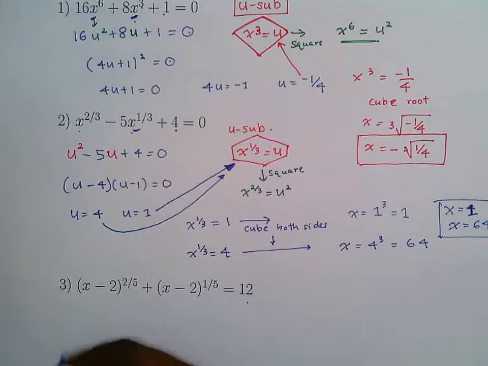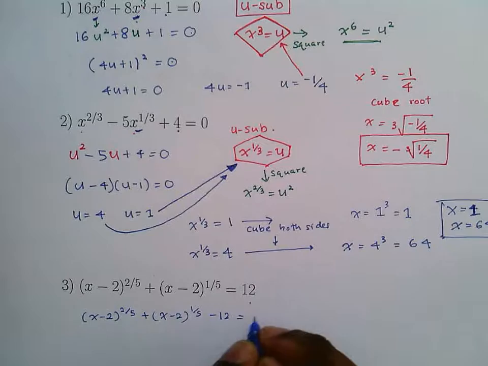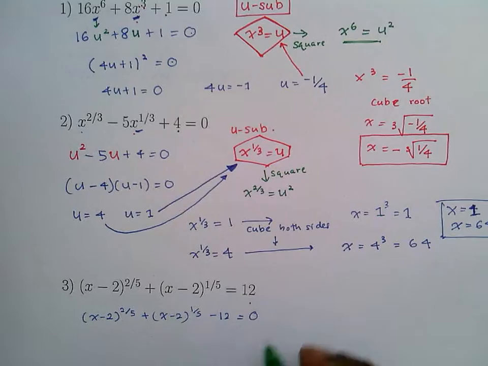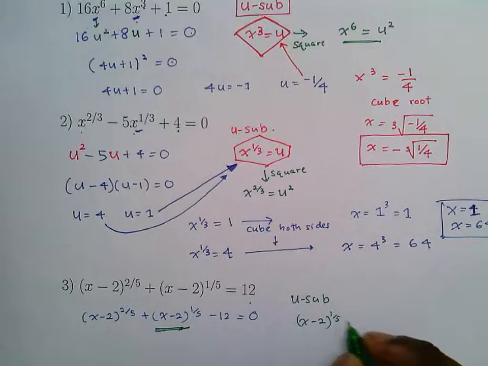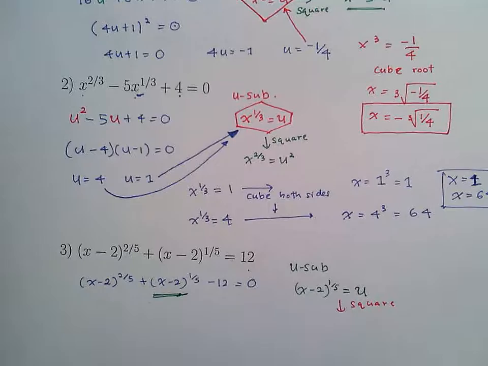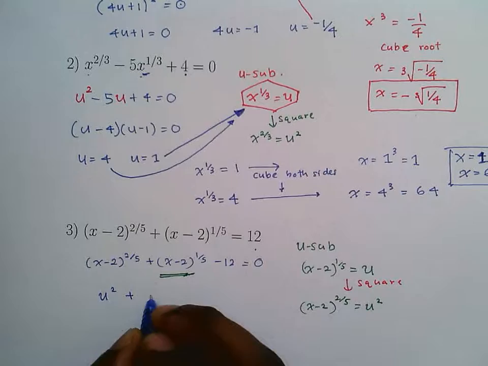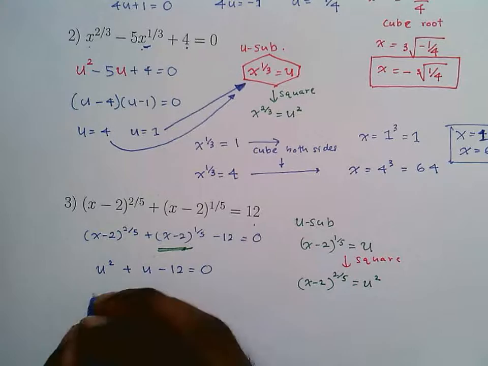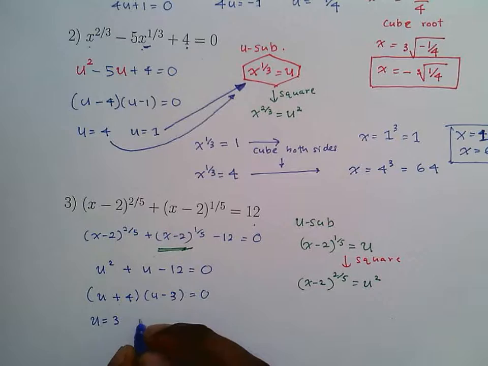I want to bring this 12 to the other side. So x minus 2 to the power 2/5 plus x minus 2 to the power 1/5 minus 12 is equal to 0. Now again, look at the least power, that is 1/5. So I'm going to make a u sub: x minus 2 to the power 1/5 will be equal to u. By squaring both sides again, you get x minus 2 to the power 2/5 is equal to u squared, and then do the u substitution. So you get u squared plus u minus 12 is equal to 0. Factor: u plus 4 times u minus 3 is equal to 0. That works. So you get u equals 3 and u equals negative 4.